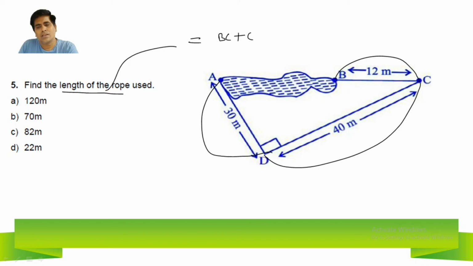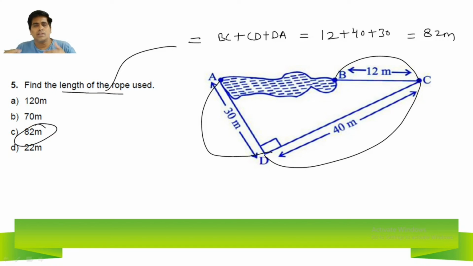BC plus CD plus DA. So calculate the total length. 12 plus 40 plus 30. 70 plus 12. That is clearly 82 meters. So he has used 82 meters of rope to find the distance of the pond. So that's all about this sum.